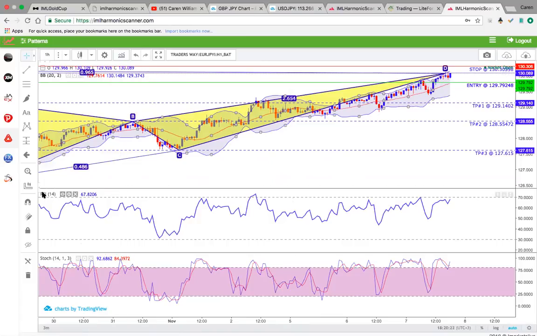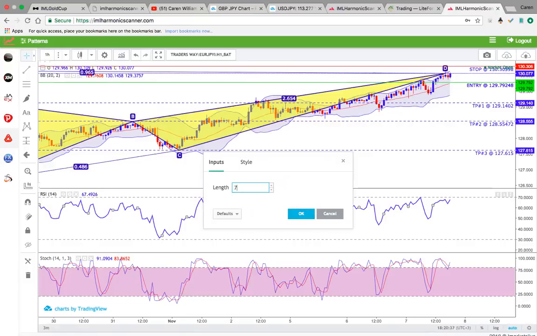Then we're going to go to the RSI. So if you come down, you'll see the RSI here on the left-hand side. And next to the RSI, you see the number 14. So you know we need to change that number. So we're going to go to the format button again and change that to 7.